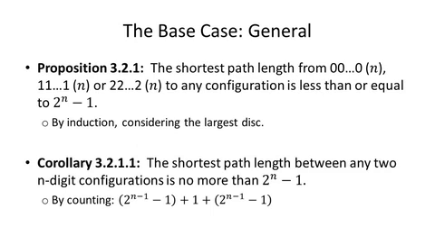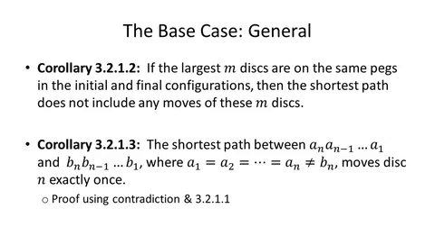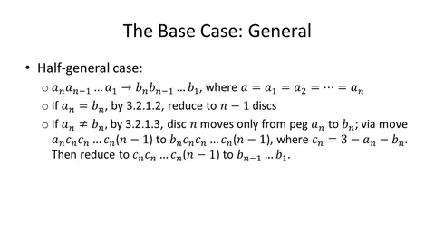If the largest m disks are on the same pegs in the initial and final configuration, they cannot move in the shortest path. And if the largest disk is on a different peg, then it moves exactly once. This can be done by contradiction, by simply counting the minimum number of steps required if these are false, and we will show that it is in fact more than the minimum we just proved. So we have shown that the largest disk must move exactly once if it is on different pegs.